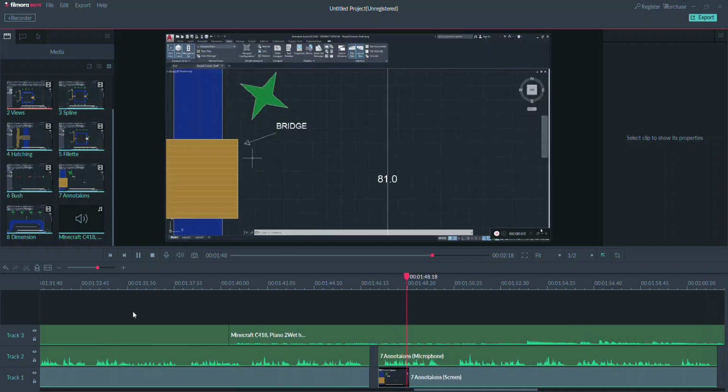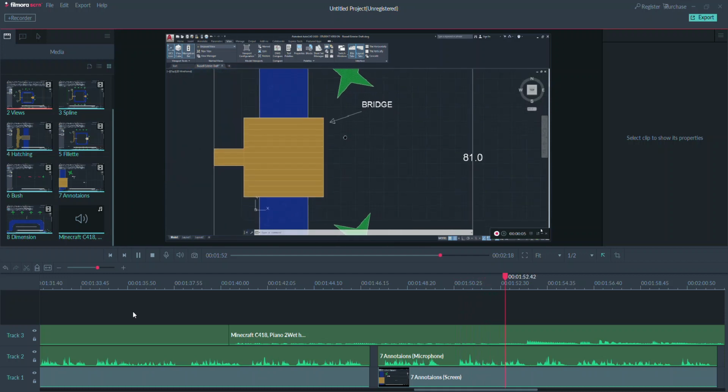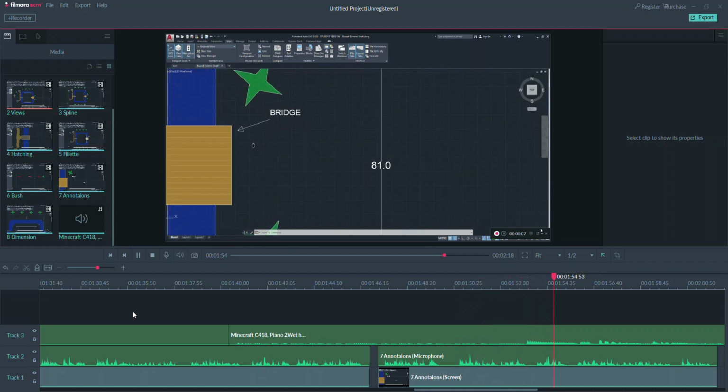As you can see over here, I wrote the word bridge. That is to signify that this is a bridge, which it indeed is. This is called an annotation. Annotations are useful within drafting to make sure that people are able to understand your draft without any discrepancies.